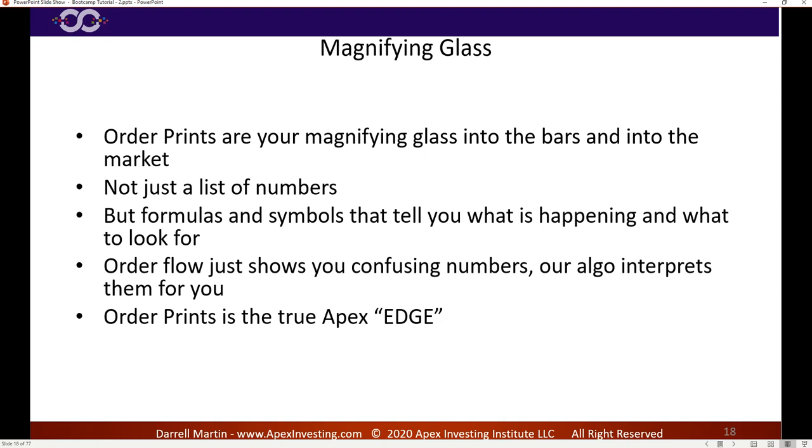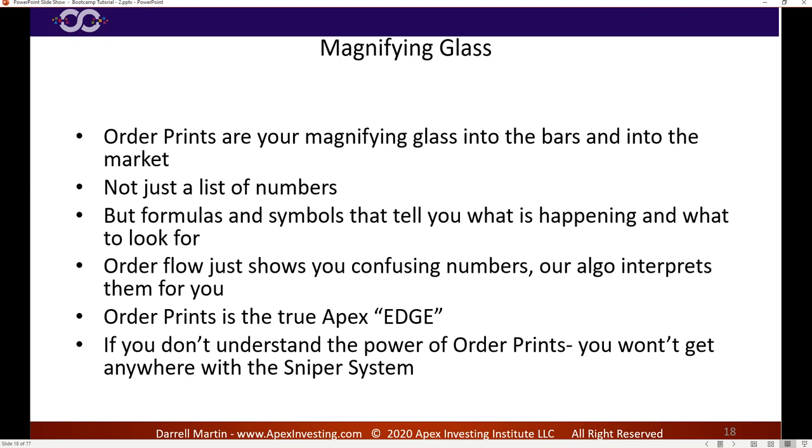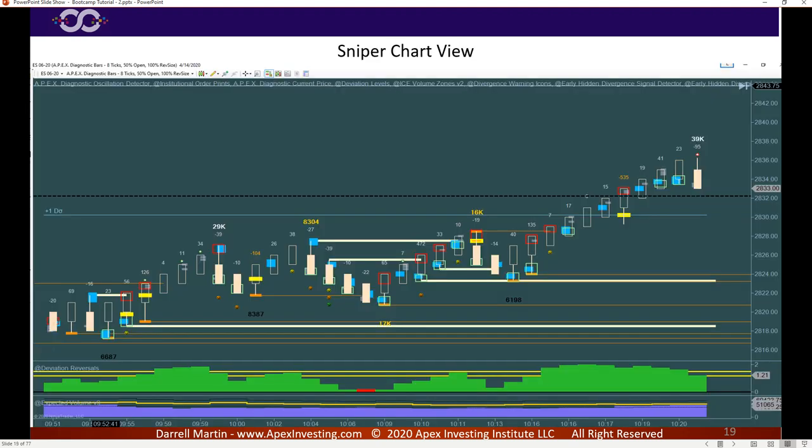That's why you're here at Apex. Okay, this is the whole point of being here. All right, and if you don't understand the power of order prints, you won't get anywhere here. So on your sniper chart, this is a sniper chart view of order prints. Okay, on your sniper template that you have in the toolkit, we have it customized and it shows you certain things about order prints, right?